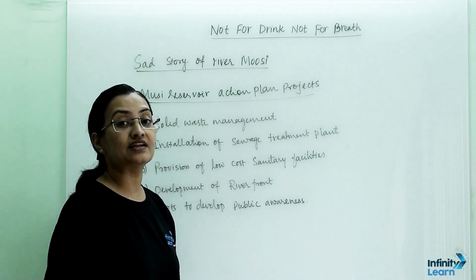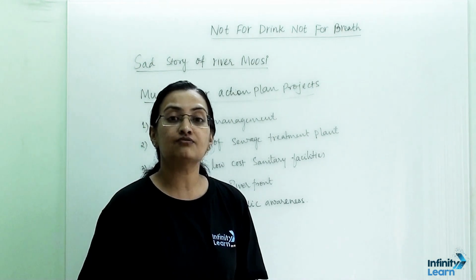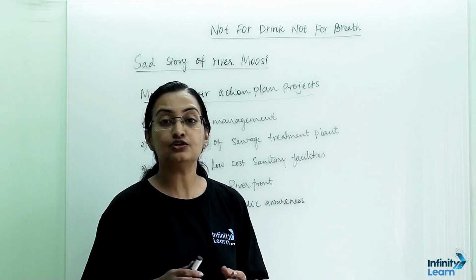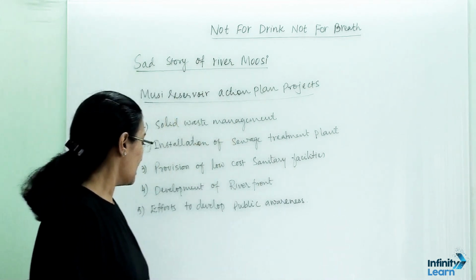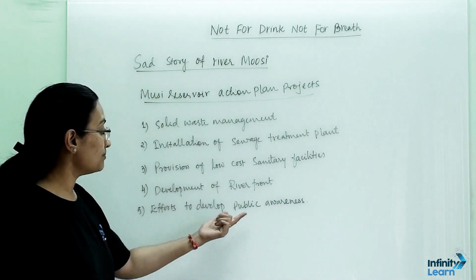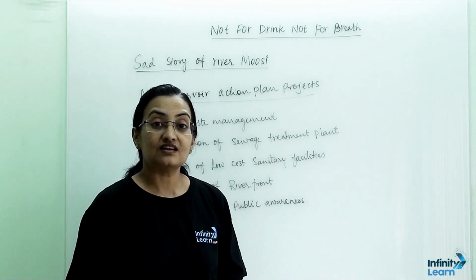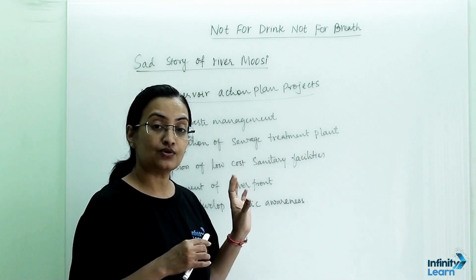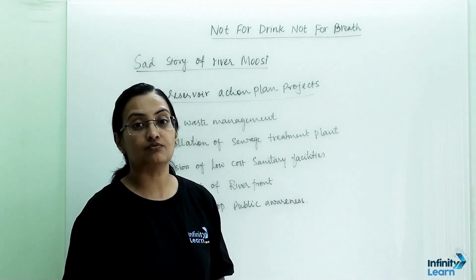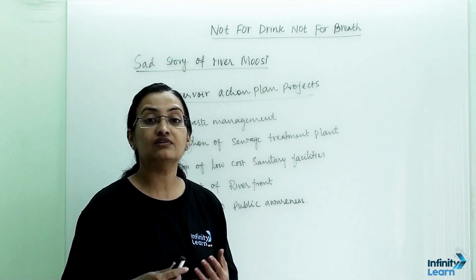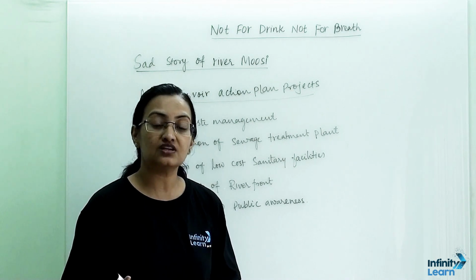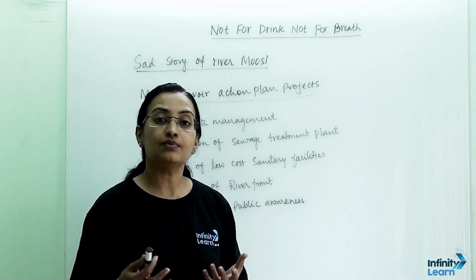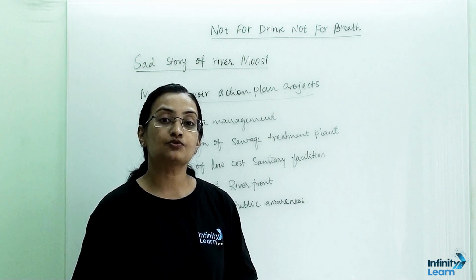Then fourth, development of the riverfront. Once the riverfront is developed, people will start using it for recreation. They will become aware of the importance of the river and will use the natural resources wisely. Then last is efforts to develop public awareness. By gaining awareness and confidence among the people, you can establish all these projects and run them successfully. Once the public gets to know that by causing harm to the river, it is ultimately us who will not get drinking water, the government can run all these projects successfully.